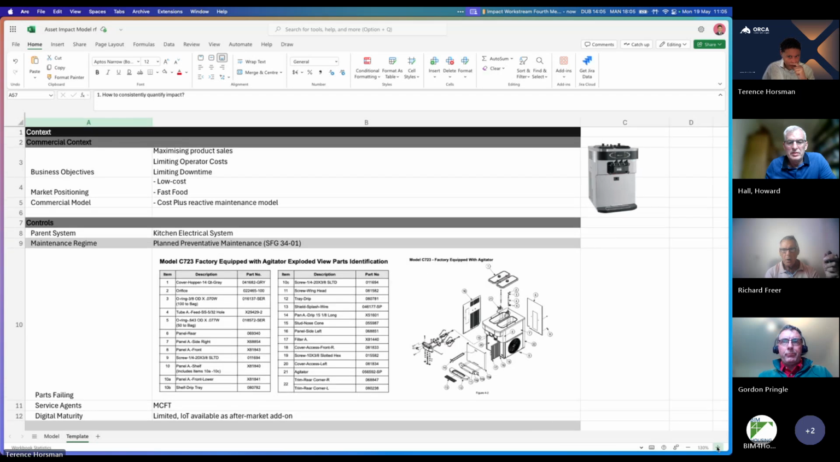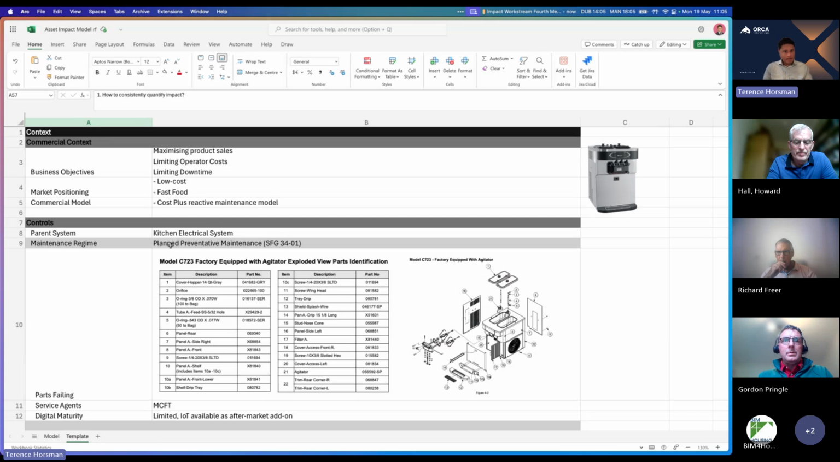If we start at the top, right? So commercial context, the idea of describing in what context the business operates, in which this asset is installed and what system it is part of, because that forms an important part of what your maintenance regime looks like and what the impact of that asset downtime looks like.